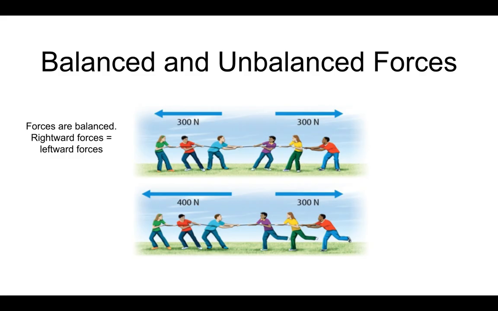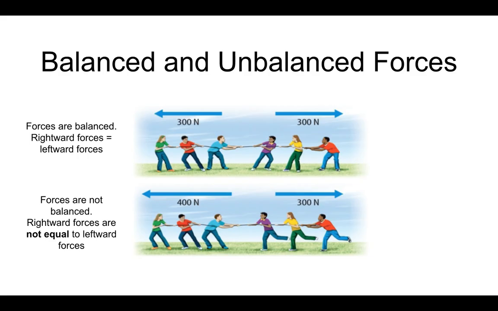Now, what about the ones on the bottom? We have 400 newtons to the left, 300 newtons to the right. Are those balanced or unbalanced? They're unbalanced, right? We have more force going to the left than we have going to the right. So here forces are not balanced. The rightward forces are not equal to the leftward forces.